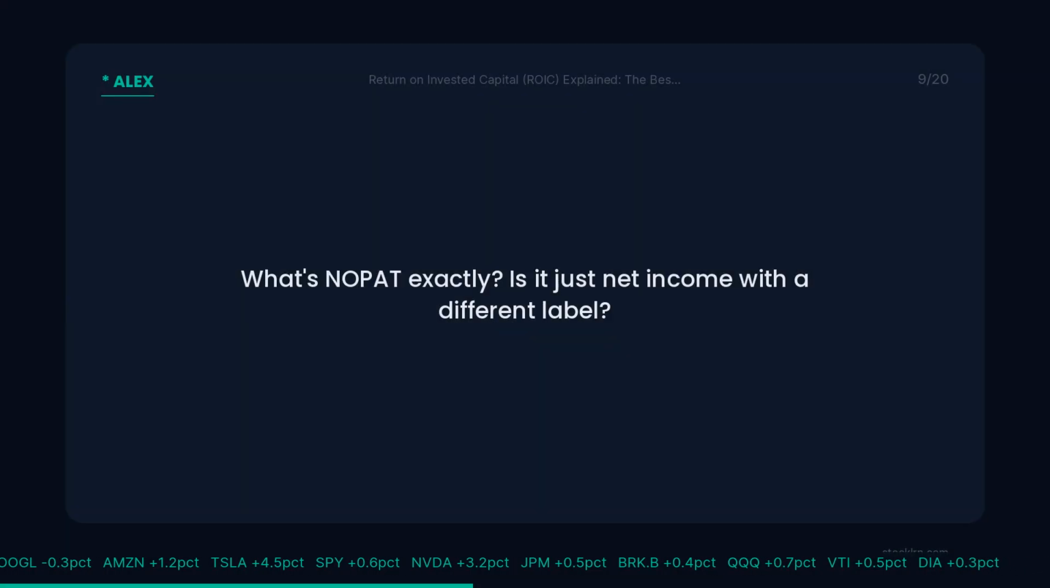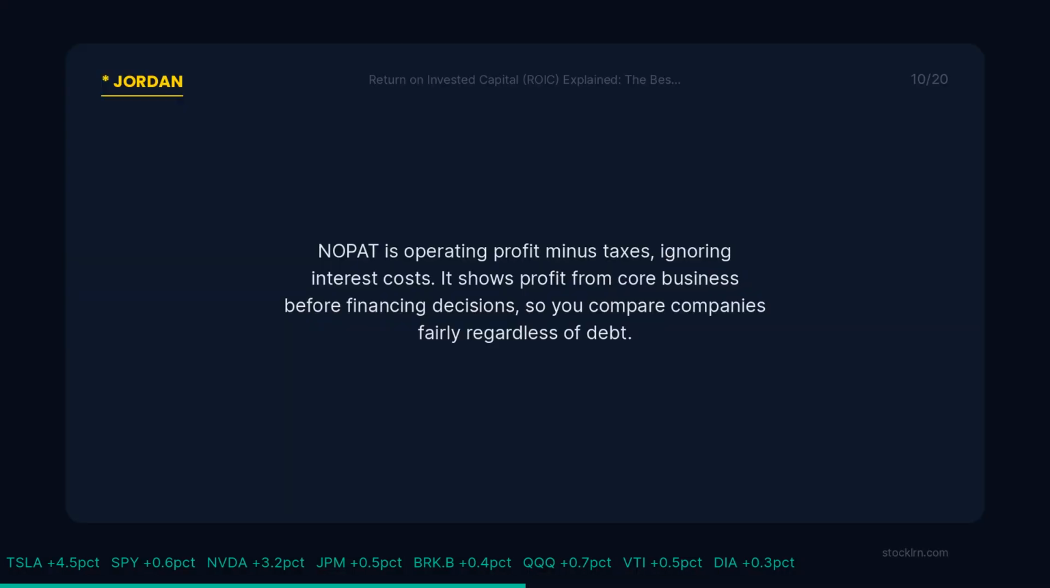What's NOPAT exactly? Is it just net income with a different label? NOPAT is operating profit minus taxes, ignoring interest costs. It shows profit from core business before financing decisions, so you compare companies fairly regardless of debt.